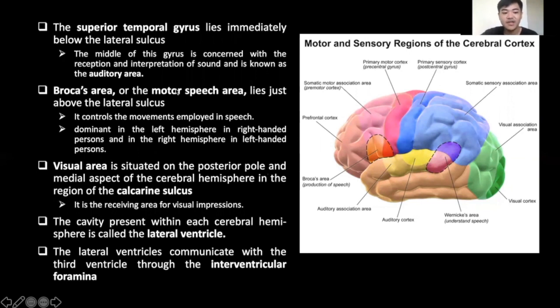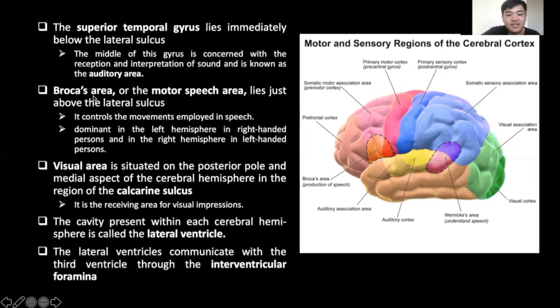So we also have the Broca's area, or the motor speech area, which lies just above the lateral sulcus. It controls the movements employed in speech, dominant in the left hemisphere in right-handed persons and in the right hemisphere in left-handed persons. As we can see, here is our Broca's area, or the motor speech area, and this is our lateral sulcus.